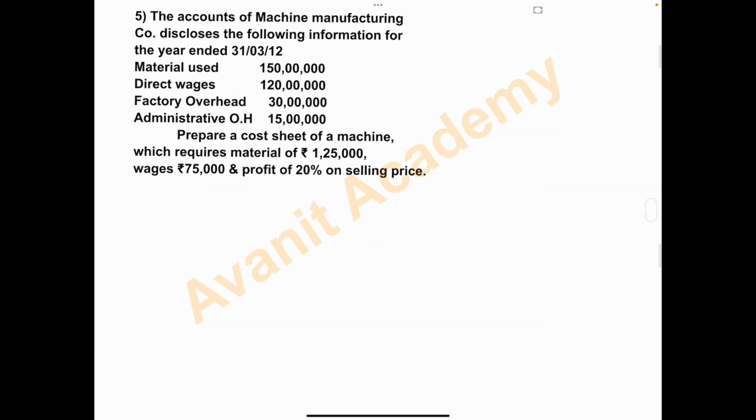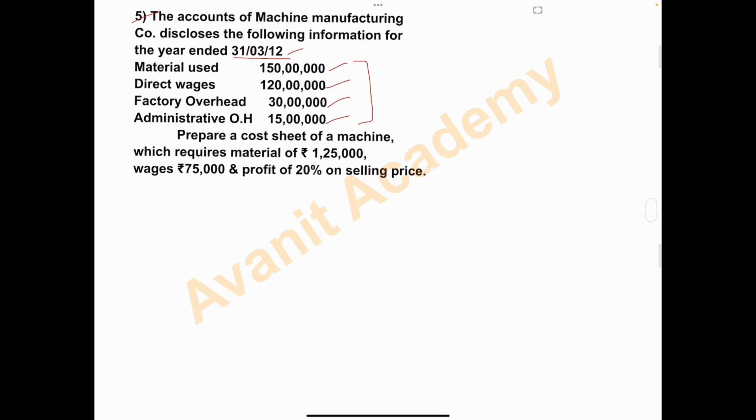Let's start problem number 5. The accounts of a machine manufacturing company disclose the following information for the year ending 31st March 2012. Material used is 150 lakhs, direct wages 120 lakhs, factory overhead is 30 lakhs, and administrative overhead is 15 lakhs. So by taking all this information, we have to prepare a cost sheet for the year ended 31st March 2012.